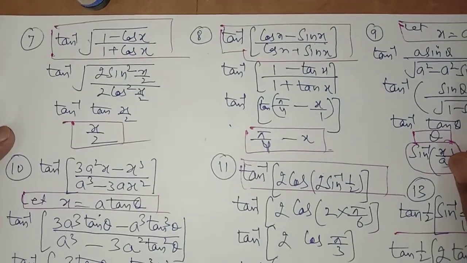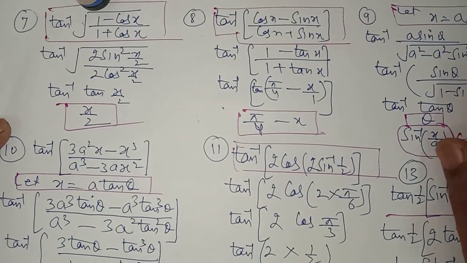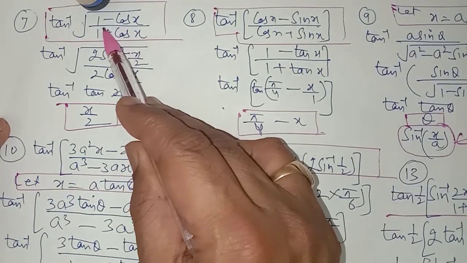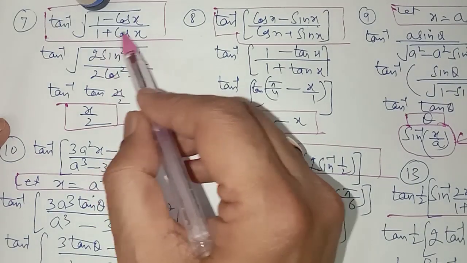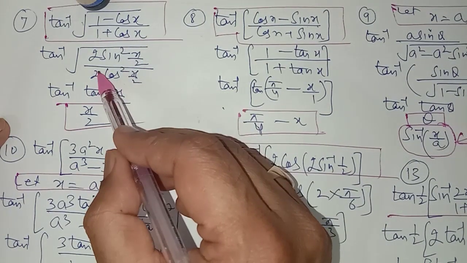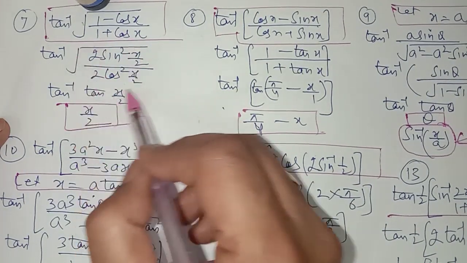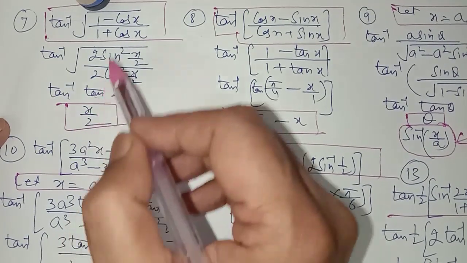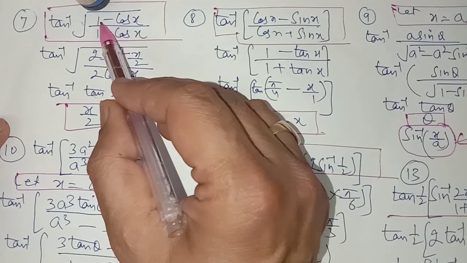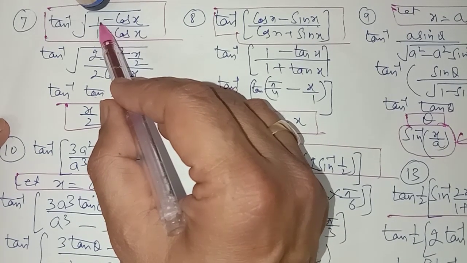Similarly, in question number 7, we don't have to put anything here because we know the identity for 1 minus cos x, which is equal to 2 sine square x by 2, and 1 plus cos x is 2 cos square x by 2. If you simplify it, you get tan x by 2. So tan inverse tan x by 2 will be equal to x by 2. You should know the identity for this. Learn it if you don't know.